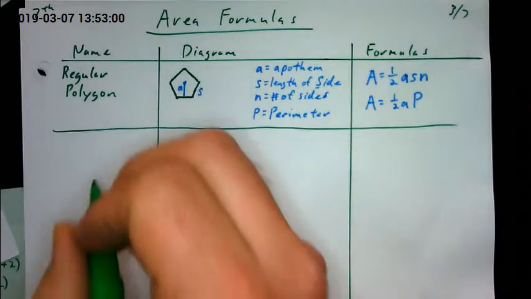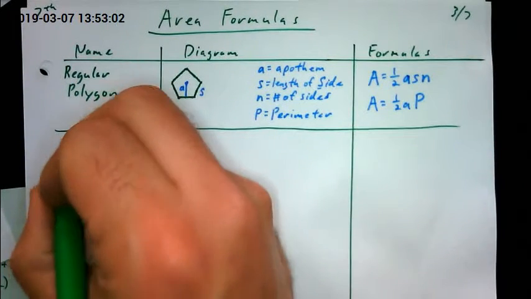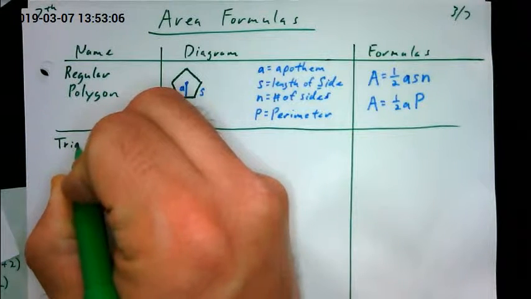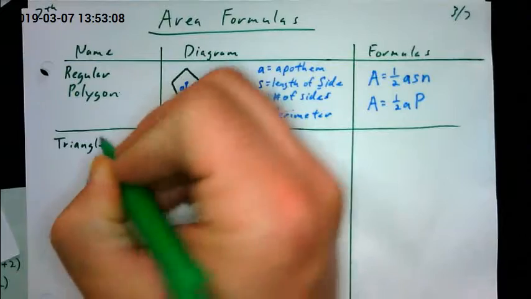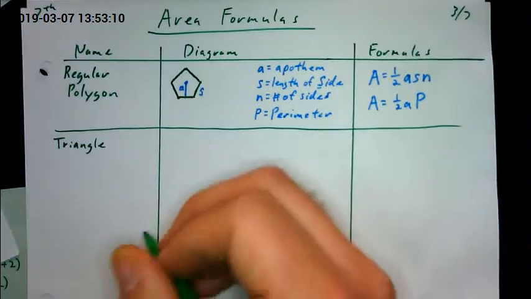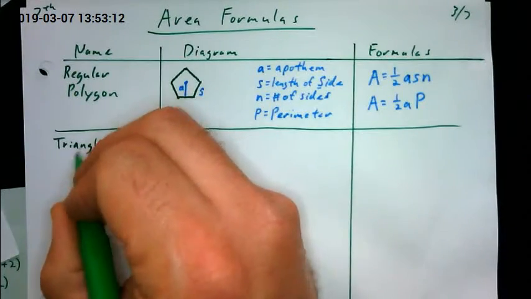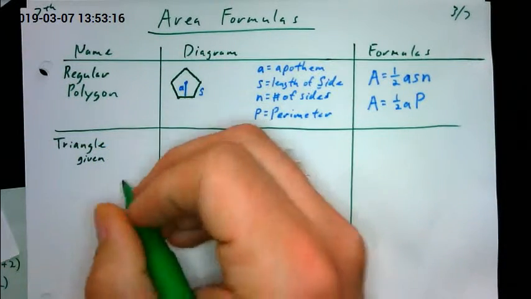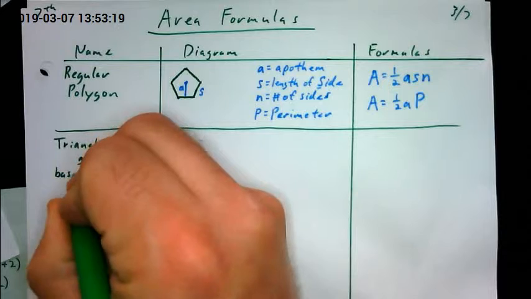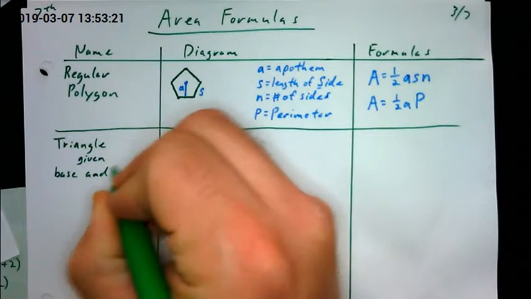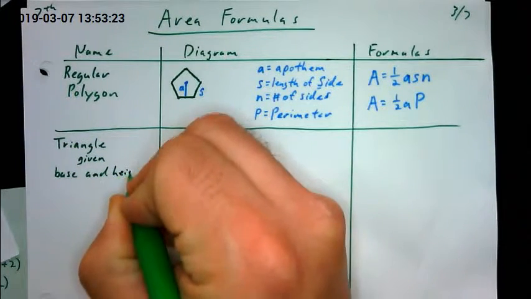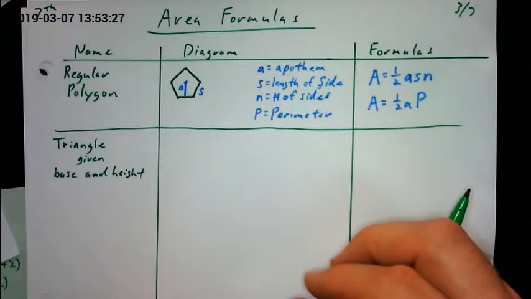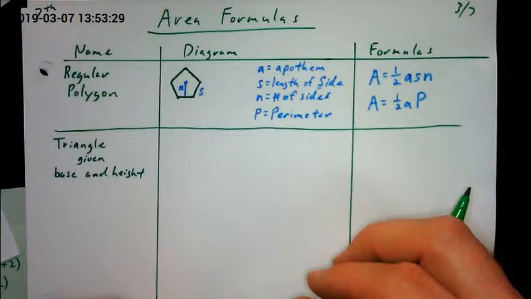Now, we also need to know area of a triangle, which again, this is one that should be familiar. But there's two different formulas for area of a triangle that we need to know. So the first one is the one that we should already be familiar with. So triangle, given base and height. So this is going to be the formula for area of a triangle if you're given the base and the height.